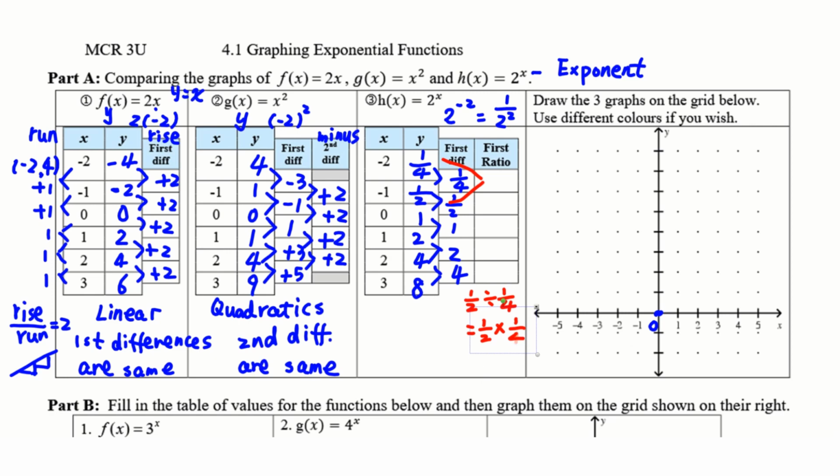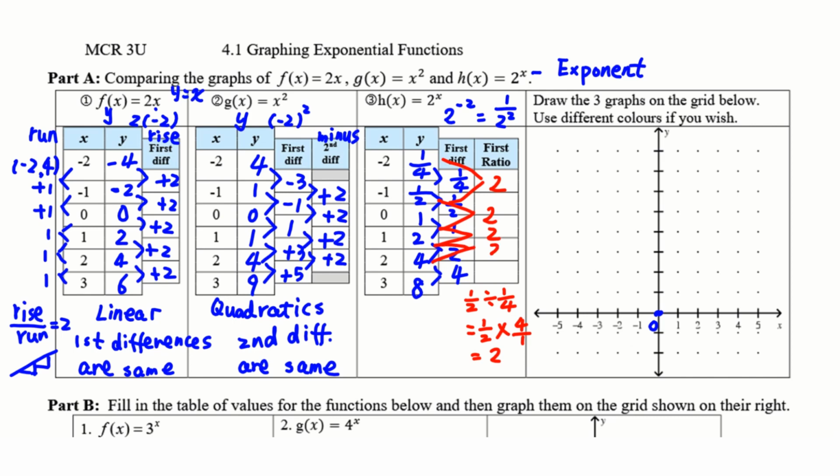Once we change it to multiplication, this dividend we need to reflect, so flip it. Then 1 times 4 divided by 2 times 1 gives you 2. So that is a ratio. Do the division, 1 over 2 divided by 1 over 4. Then 1 divided by 1 over 2 gives you 2. So it's the differences. Then 2 divided by 1 gives you 2.